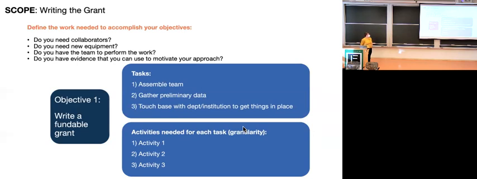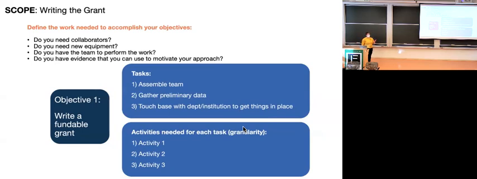That's crazy work. Do you have the team in place to perform the work? Do you have students or postdocs, collaborators that can help you achieve the goals? If you have a big scope, you're probably going to need someone else besides yourself to do it. It's impossible for you to be doing all of your jobs and doing 100% research. You have to think about who you can delegate to. And do you have evidence that can motivate your approach? Do you have evidence that you can write a fundable grant in this case? Yes, probably. You know how to do research. You probably have worked with someone before, and you have great ideas. So you have evidence that you can do this.